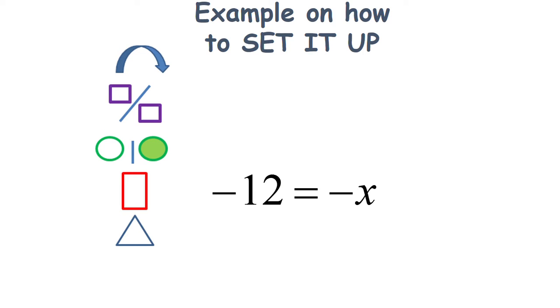Okay, next, we have the equation negative 12 equals negative x. Now, this could be tricky. In algebra, you might say that the 12 is the rectangle because that's the only number you see, but that's not true. In algebra, whenever there's a letter by itself, there's always a 1 in front of it. So if you put negative 1, because that was negative to begin with, if you put negative 1 in front of x, that is your rectangle.